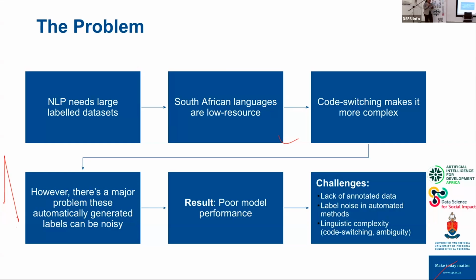Therefore, this leads to poor model performance. There are multiple challenges involved in this, like the lack of annotated data, label noise in automated methods, and also linguistic complexity, like code switching and ambiguity.